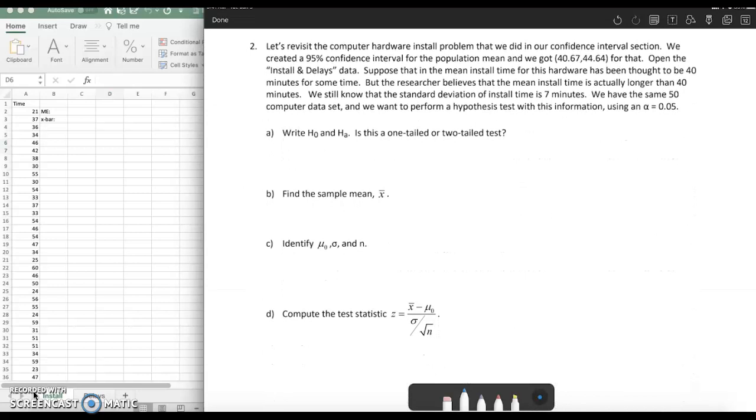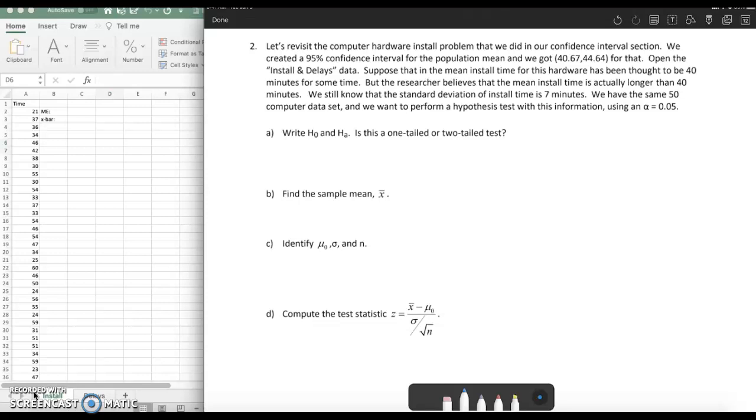Okay. For our example, we are going to revisit the computer hardware installation problem that we did in our confidence interval section, so this should look familiar to you. In that section, we created a 95% confidence interval for the population mean, and we happened to get the interval 40.67, 44.64. So we were 95% confident that the true population mean was somewhere in that interval.